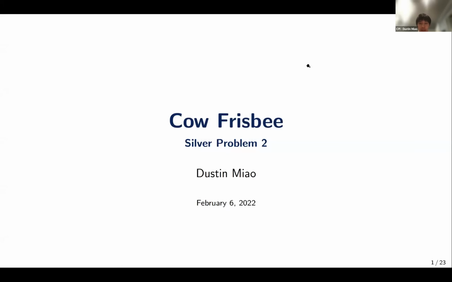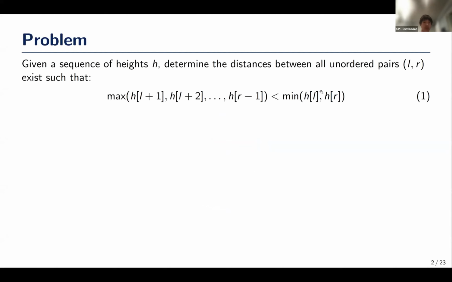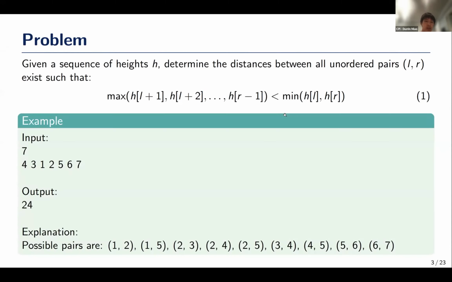So the next problem is Cow Frisbee, which is Silver number 2. The problem statement says, given a sequence of heights h, determine the total distance between all unordered pairs L, R such that the maximum of all the cows in between L and R is smaller than the minimum of those 2 heights. As the example, we have this input with heights 4, 3, 1, 2, 5, 6, 7, and the total distance is 24.